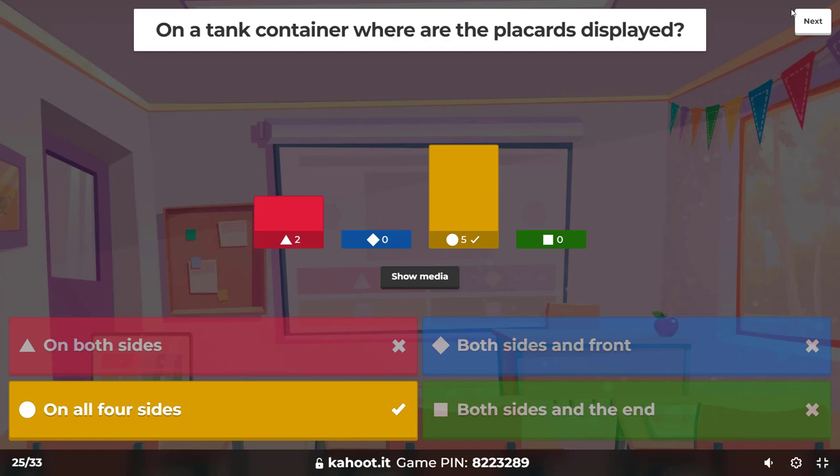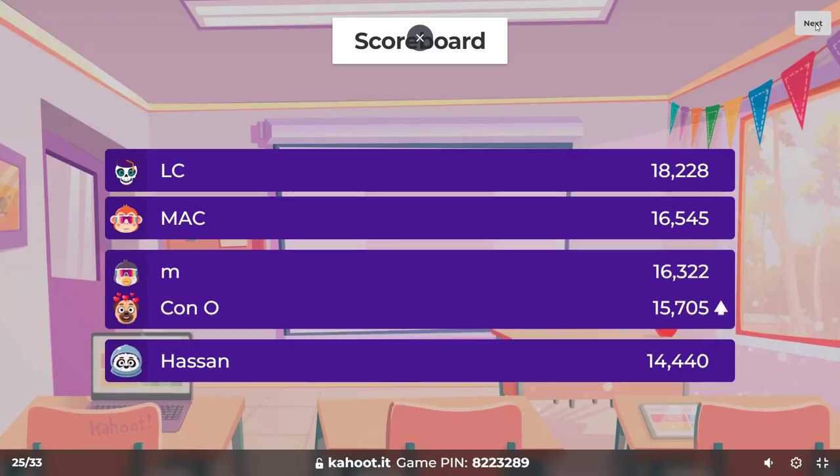So on a tank container, where are the placards displayed? The front, the sides, and the back. On the tank container. Why is it on a tank container? Because they stack. Because they stack them up, yeah. You don't know what side is going to be visible. That's the container, not the transport.